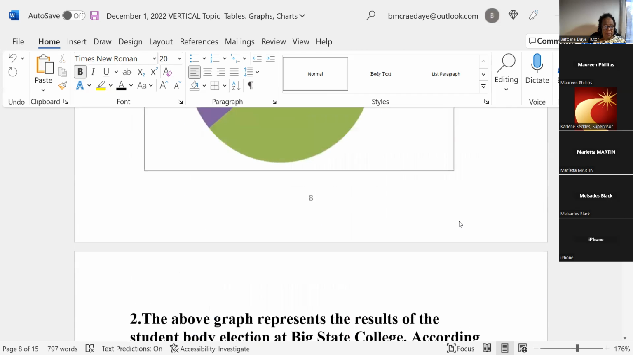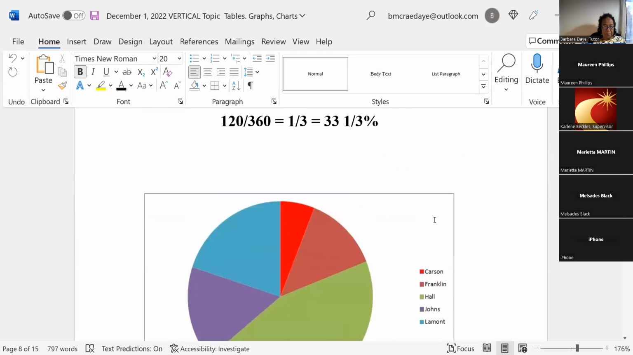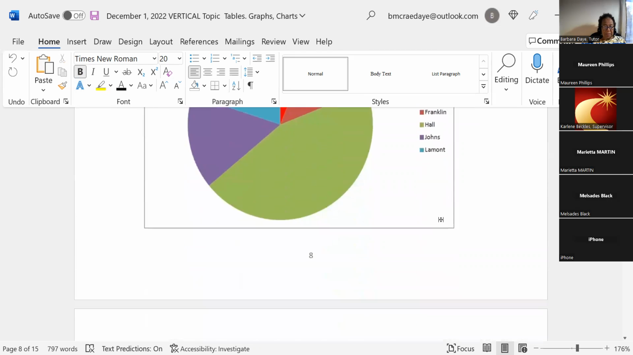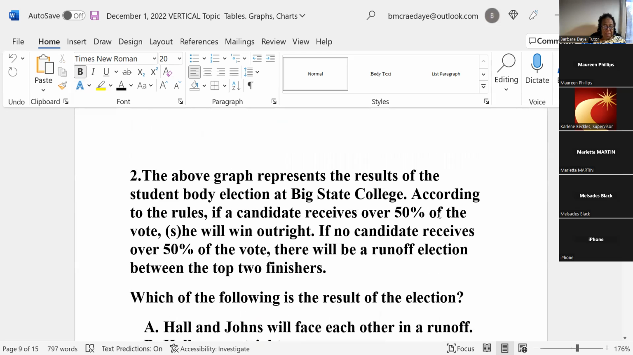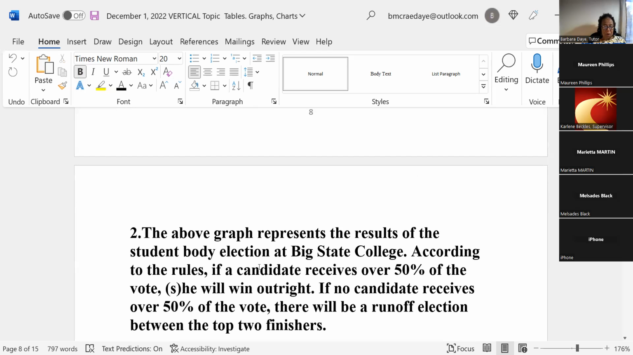All right. Now, here's a graph. And these names are candidates that are running for an election, right?